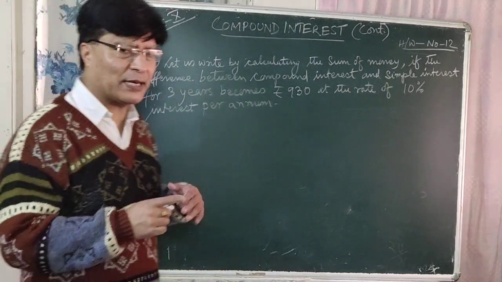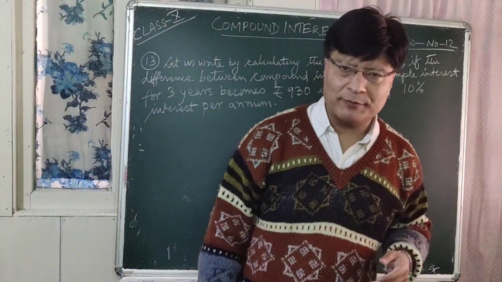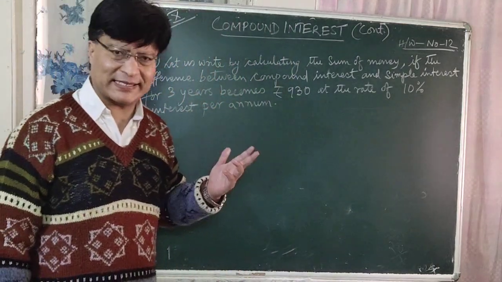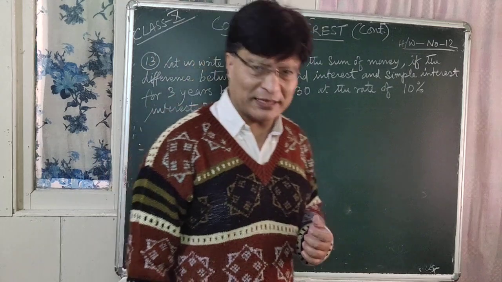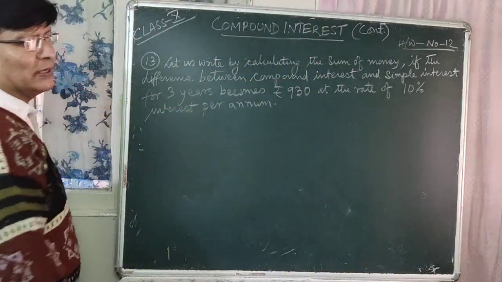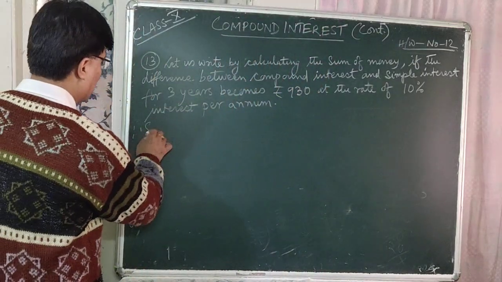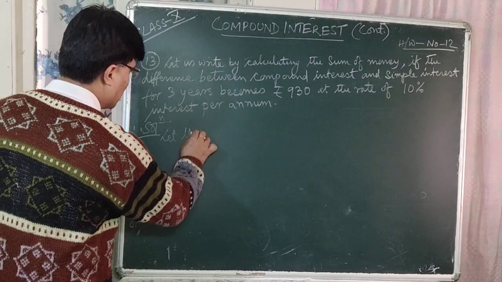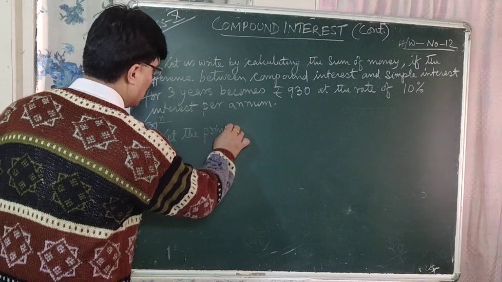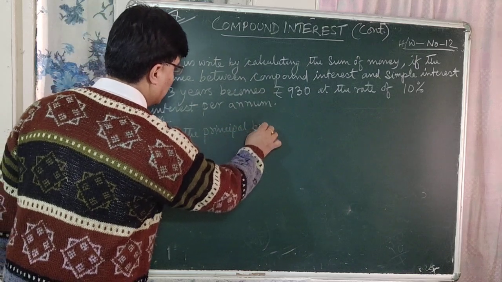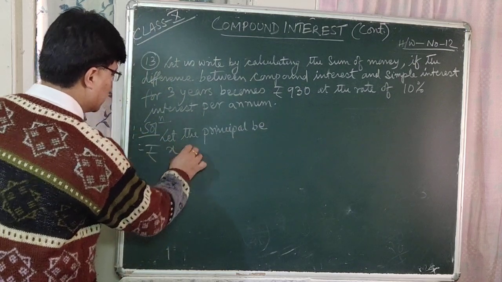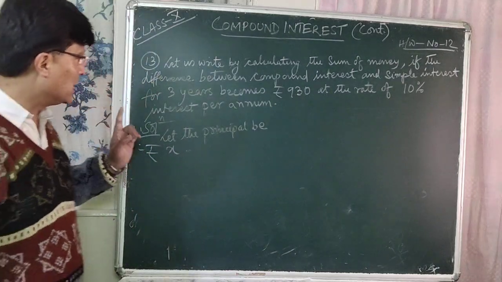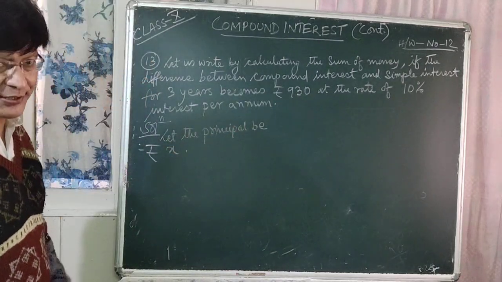So what is asked here? You have to find out the sum of money, that is the principal. So you have to assume the sum of money as X. Let us use the algebraic method. Okay, so now let's do this problem. Solution: let the principal be rupees X. We have assumed the principal to be rupees X.